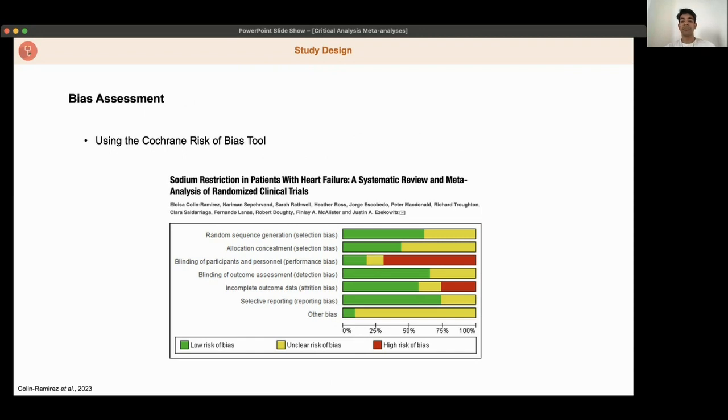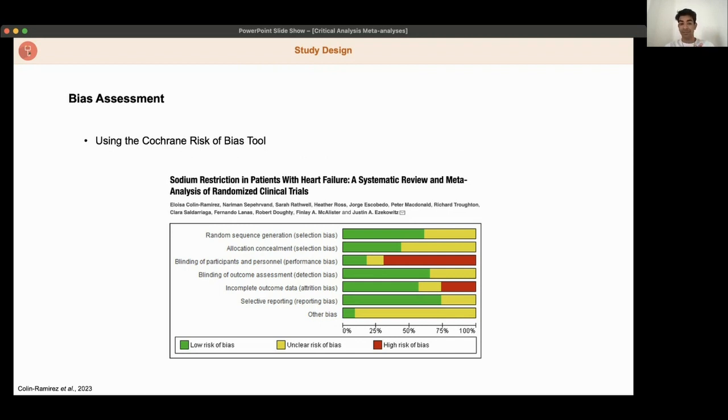And then looking for bias. Randomized control trials have bias in themselves, and you should only include really good quality studies in your meta-analysis. Otherwise, the bias will be transferred into your meta-analysis. And there's a tool to do this. It's called the Cochrane Risk of Bias tool.